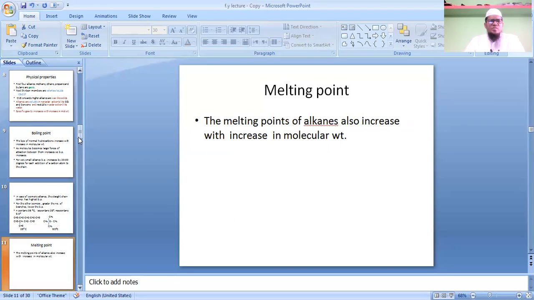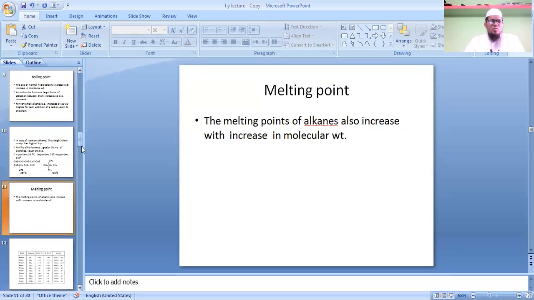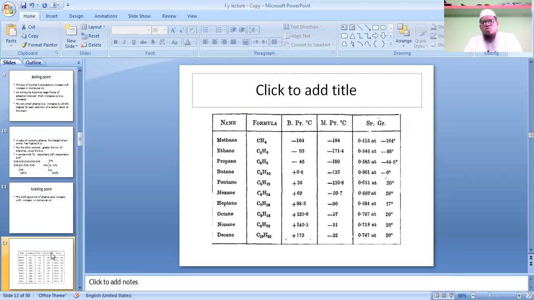The melting point will also go on increasing. Now come to this chart, which is showing melting point and boiling point. Here the first 4 members are gaseous in nature: methane, ethane, propane, butane. The next members, C5 up to C17, are liquids, and the remaining are waxy solids. Here the melting point is going to increase with increase in the molecular weight.